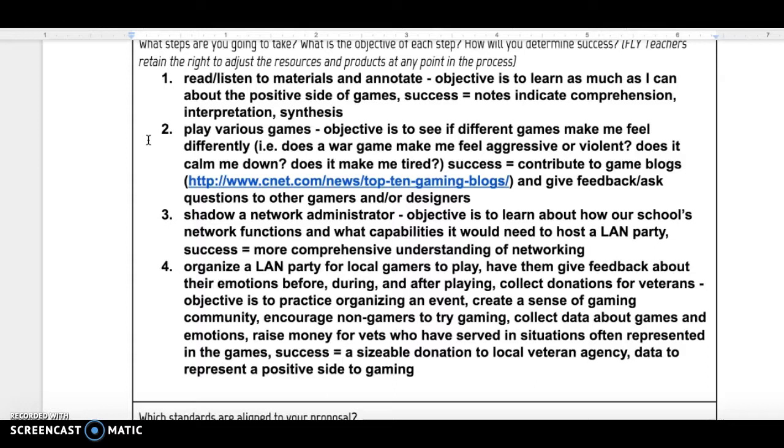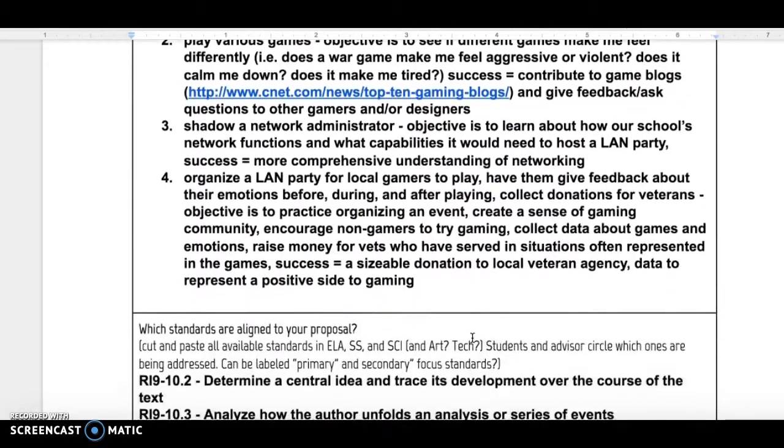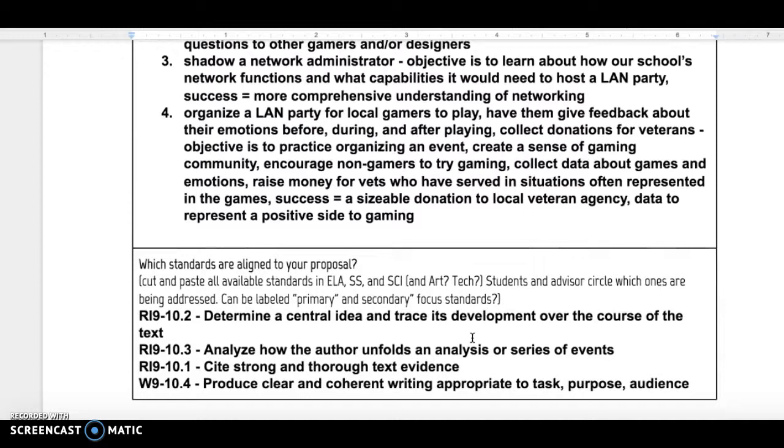So that's kind of what happens behind the scenes of these people playing games. And the fourth aspect is he's going to organize a LAN party for local gamers to play. He's going to have them give feedback about their emotions before, during, and after playing. And through it all, he's going to collect donations for veterans because he will know from reading some of these articles that the military uses video games in a very purposeful way for soldiers either training for combat or re-entering civilian life. And he feels it's important to make some sort of donation to veterans.